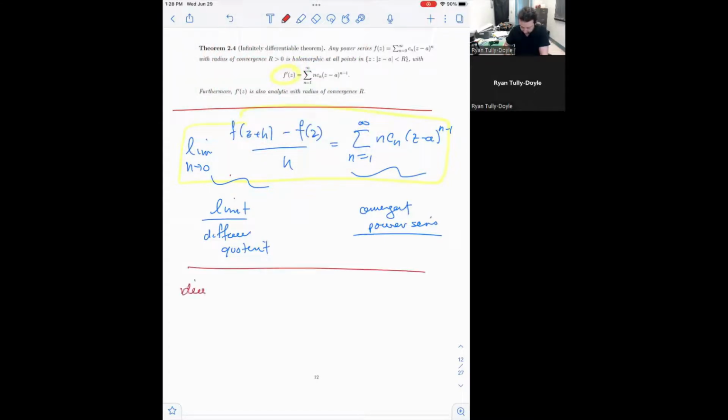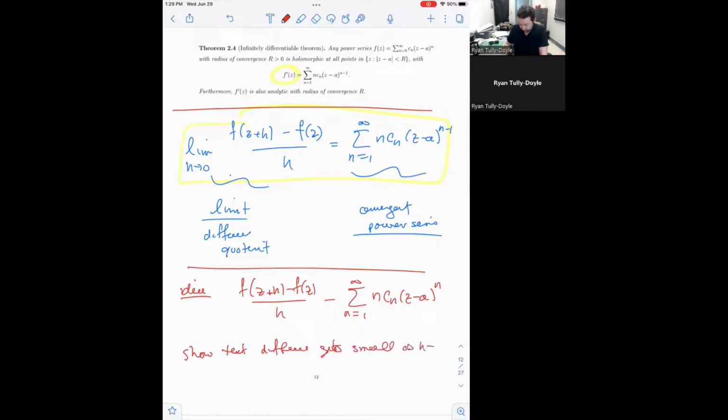The idea is that you look at this difference quotient, f of z plus h minus f of z over h, and you subtract off this power series that's supposed to represent the derivative, n c_n (z minus a) to the n minus 1. And the idea is to show that that difference gets small as h goes to 0.